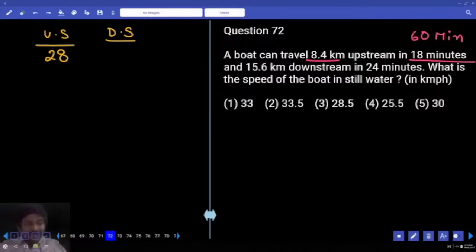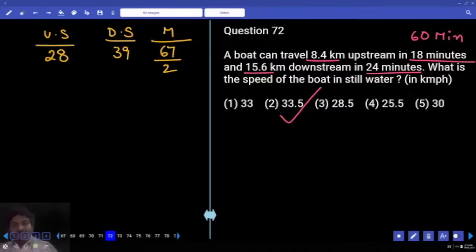Understood? Using 24, how do you get 60? Divided by 4, into 10. Are you following? 15.6 divided by 4 is 3.9, into 10, that is 39. If you want to avoid the formula, convert into 60 minutes. When you know downstream speed and upstream speed, how do you get the man's speed? Sum divided by 2. The sum is 67, divided by 2, that is 33.5.